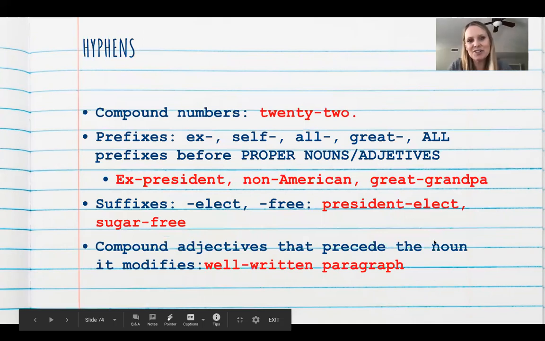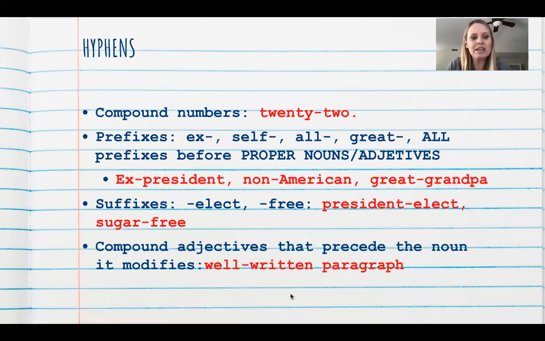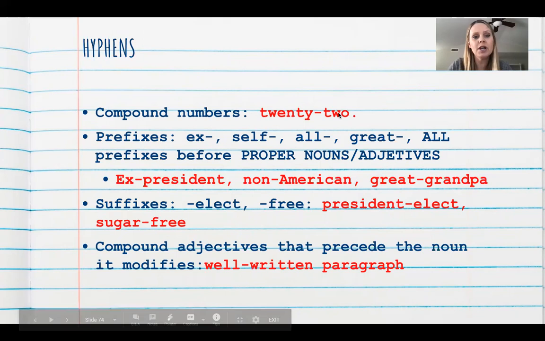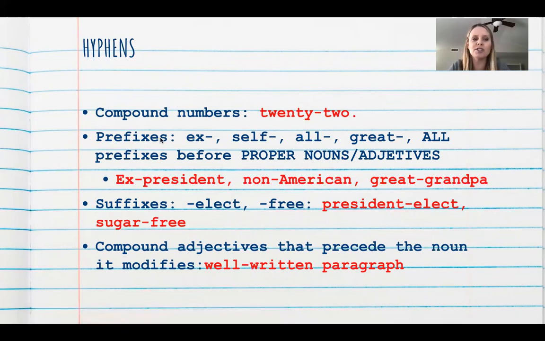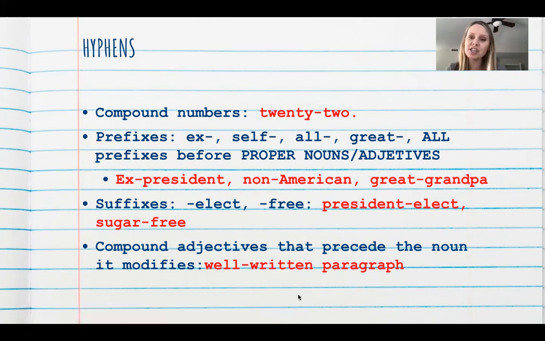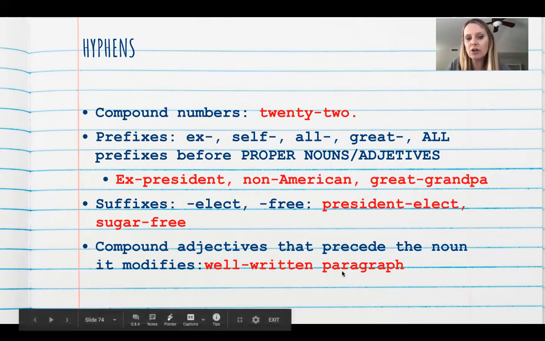All right, hyphens. We want to use hyphens when we create compound numbers, like 22, twenty-two. When you have prefixes, like ex-president, non-American, great-grandpa, notice all those hyphens in there. And then only a couple suffixes: president-elect, sugar-free, so elect and free are really important ones. And then the last hyphen rule is that when you have compound adjectives before a noun, you do want to use a hyphen. So well-written paragraph, I use a hyphen between the well and the written.